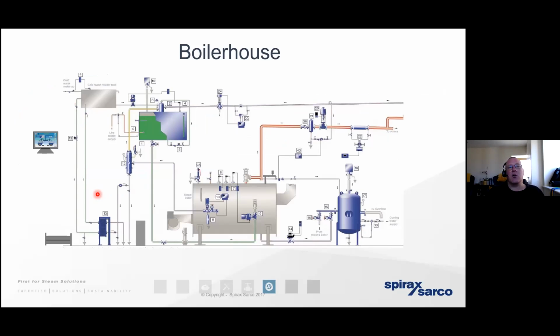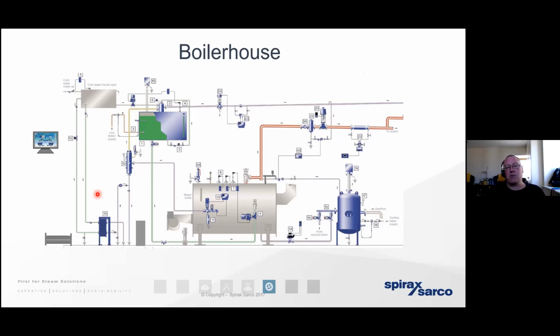Spirax Sarco don't actually manufacture steam boilers themselves, but we do manufacture the components, the ancillaries and the controls that are shown on the screen in blue here. And they're typically involved with ensuring that steam is generated responsively, so steam's there and available whenever the plant's got a demand, that steam's being generated efficiently from an energy perspective, that steam is being generated safely, but most importantly, that the steam is being generated at the best possible condition.